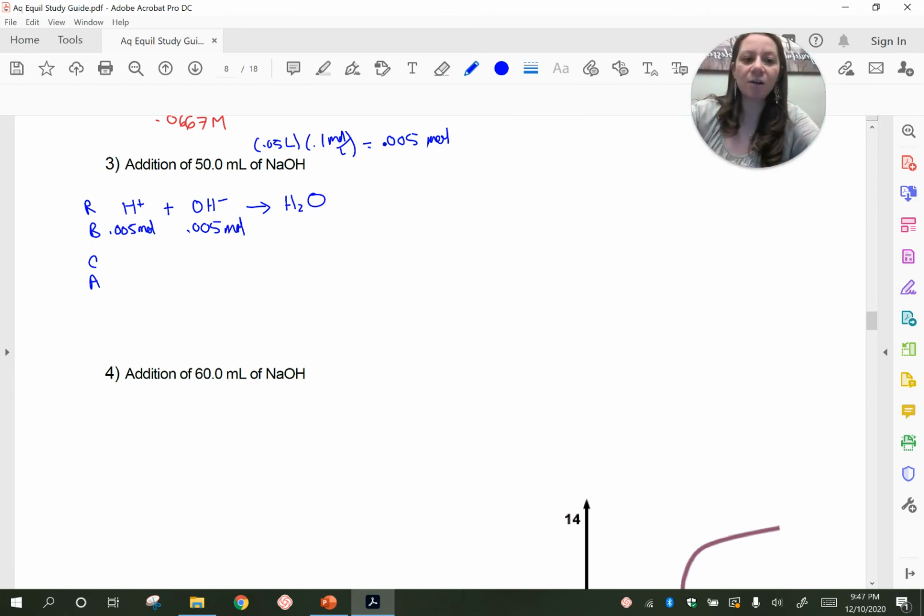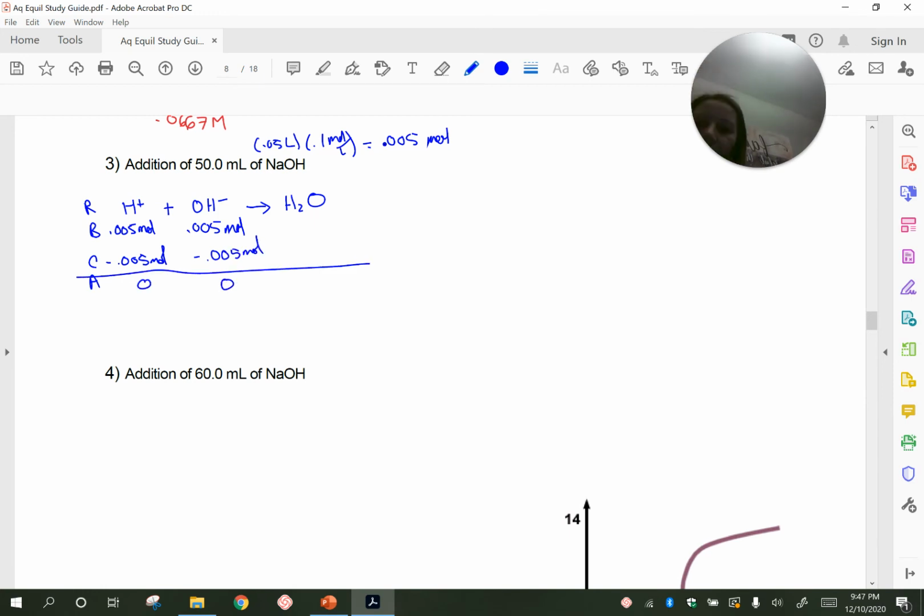So let's decide which one is our limiting reactant. They're both the same amount, and they're a 1-to-1 ratio. So that means there's no limiting reactant, right? Both of them will get used up. And so I'm going to use up 0.005 moles of this and 0.005 moles of this. So what am I left with? Basically just water, right? That's it. And some NaCl, which is neutral.